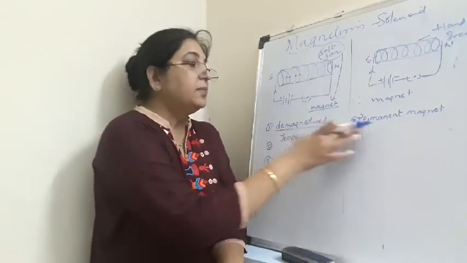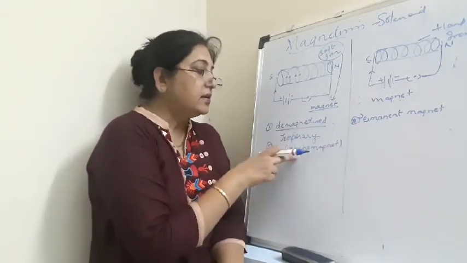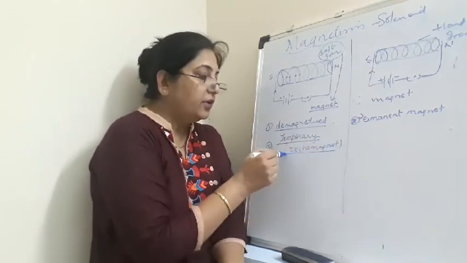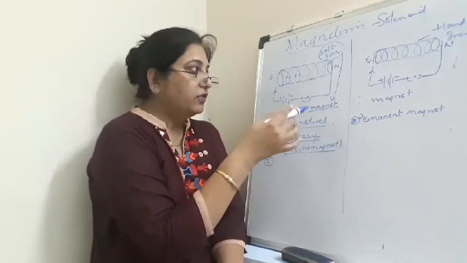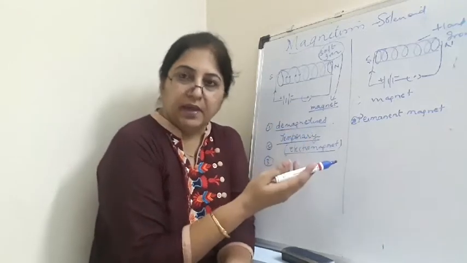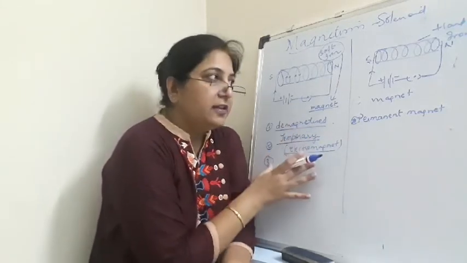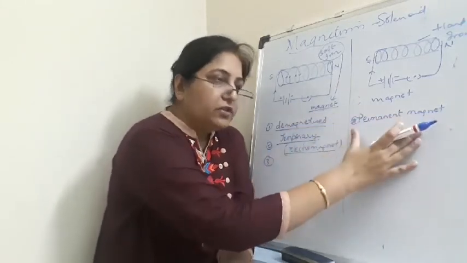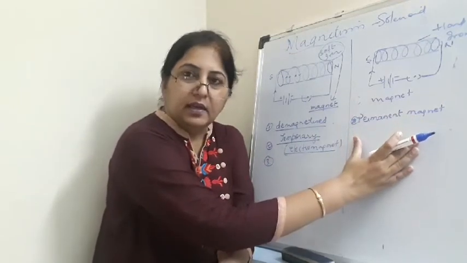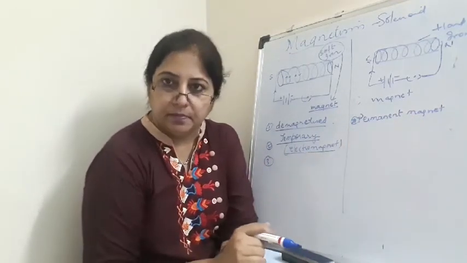This is a permanent magnet, this is a temporary magnet, and this temporary magnet is called an electromagnet because as long as the current flows, this is magnetized, and even if we stop the flow of the current over here, it does not lose its magnetism.